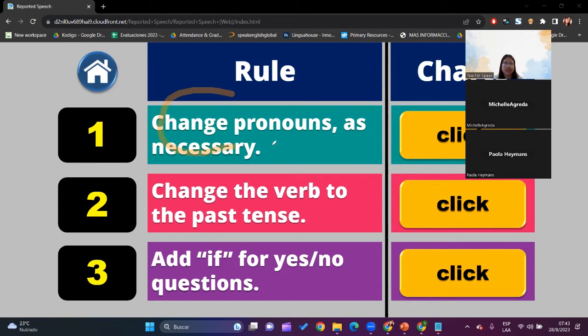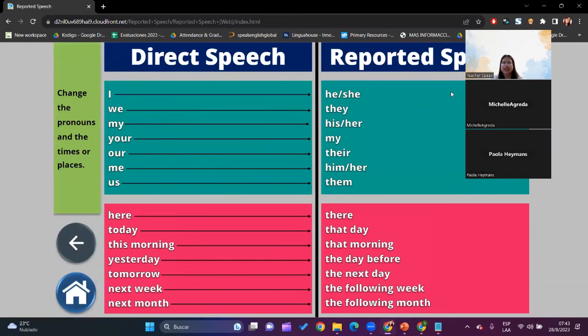What about this part? Change? Yes. Okay, right, we have to change that because we cannot use exactly the same. Let's see, Michelle, help me to read the first part, the green one. You change I into he or she, we for they, mine, his or her, your, mine, our, their, me, him, her, us, them. Exactly.